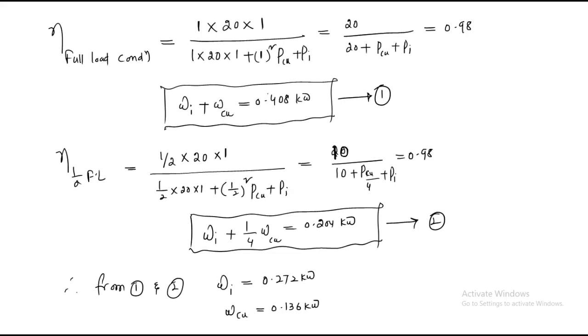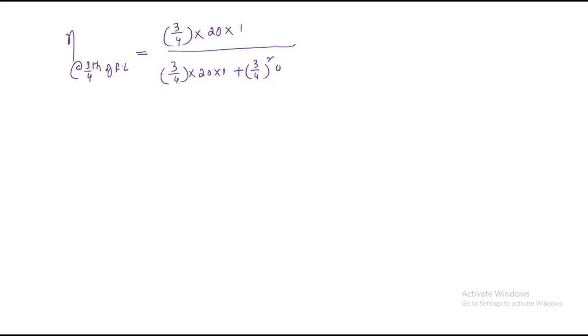That is 0.136 plus Pi, which is equal to 0.272. From this you will get the efficiency at 3 by 4 is nothing but 98.1%. So like this you have to calculate the required efficiency at different fractions of full load.